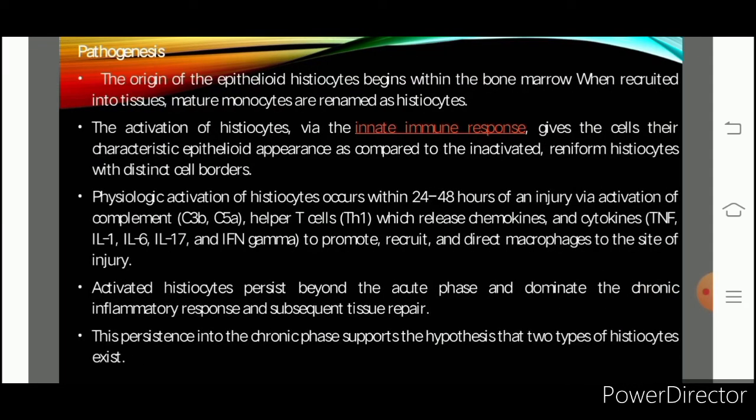So let's proceed to the pathogenesis. So the origin of the epithelioid histiocytes begins within the bone marrow. When recruited into tissues, mature monocytes are renamed as histiocytes. So myeloid precursors grow into monocytes, which expand and enter peripheral circulation, giving rise to epithelioid histiocytes from the bone marrow. Then, when mature monocytes are recruited into tissues, they are termed histiocytes.